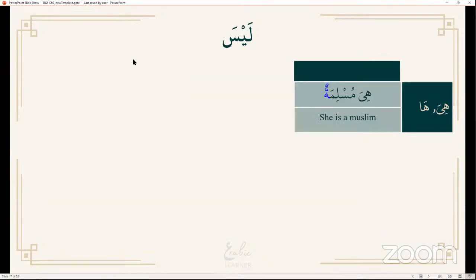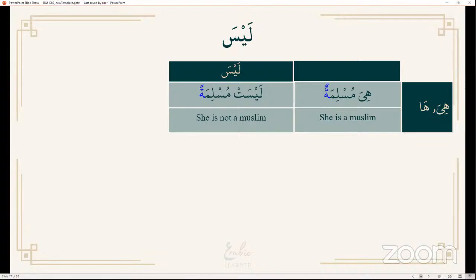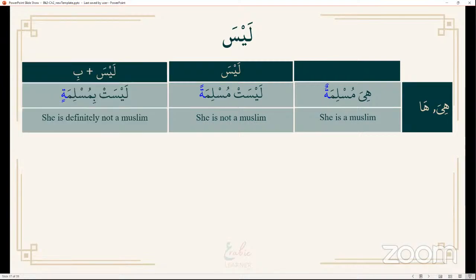Here Muslimatun. Mashallah, yes. Laysat Muslimatan. And with emphasis? Laysat bi Muslimatin. Yes. Laysat bi Muslimatin.